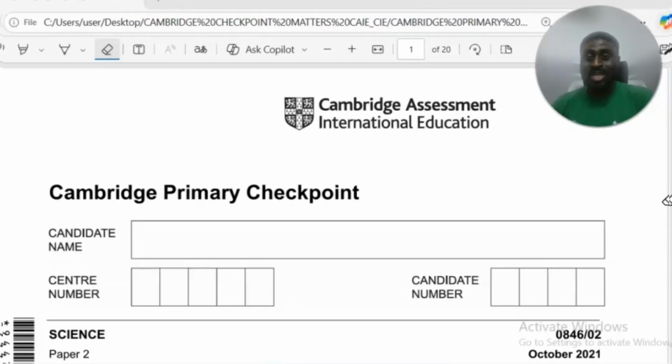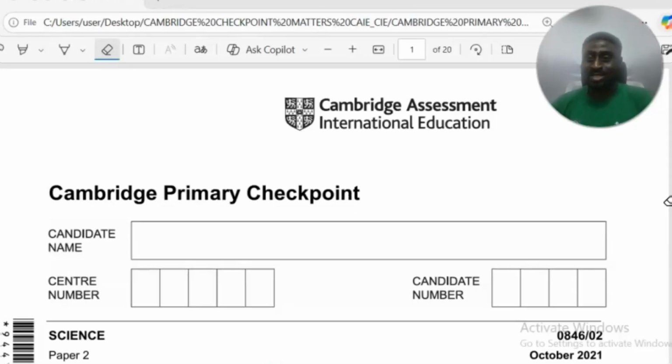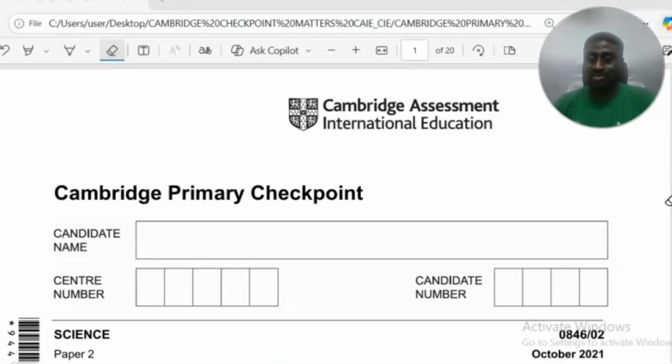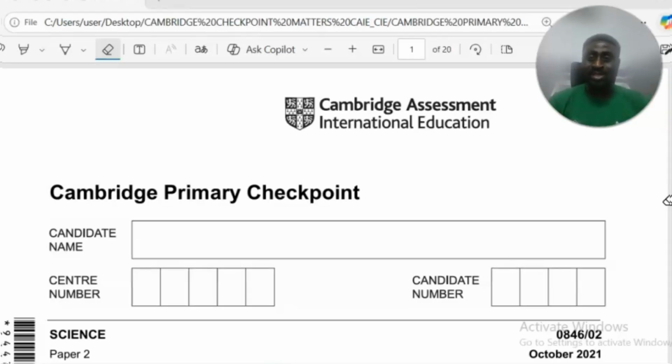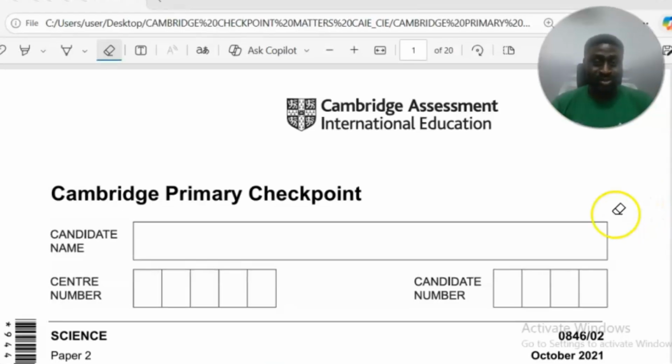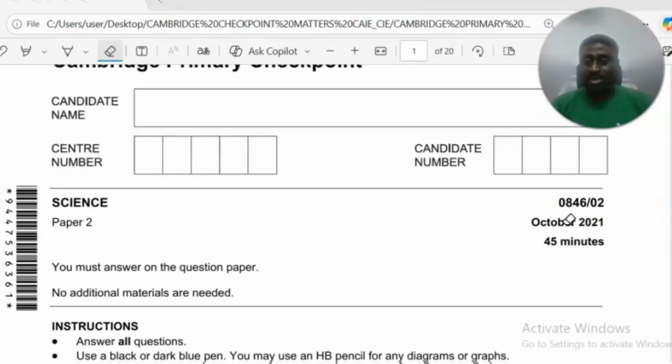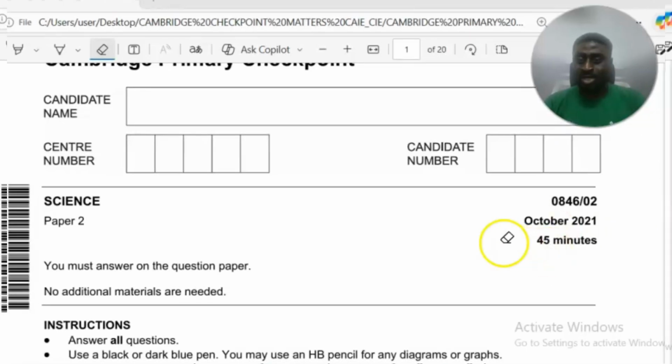As you all know, Cambridge Assessment International Education is an international exam that carries out the checkpoint test for primary learners as well as lower secondary and all the way to the IGCSE and the A levels. But for today, we're going to focus on Cambridge Primary Checkpoint, as you can see on your screen. And this particular paper is the paper 2, Cambridge Science, October 2021.